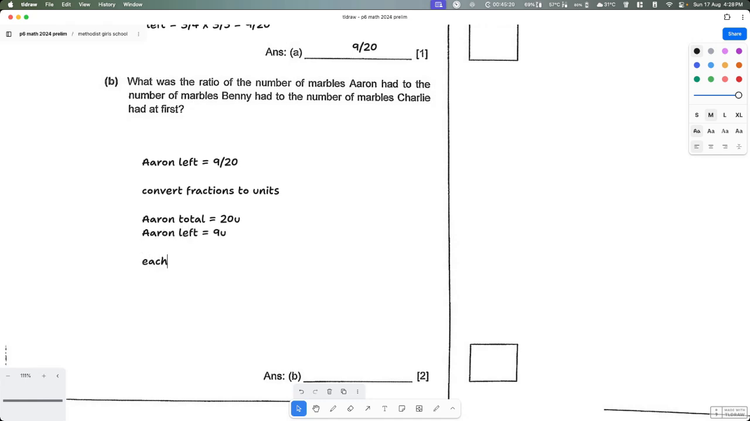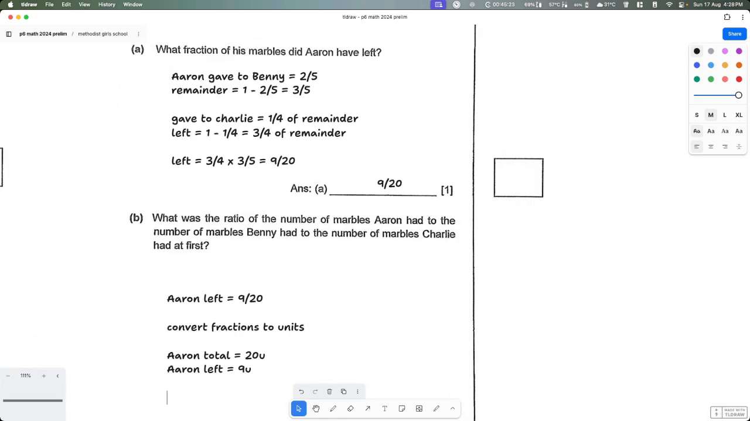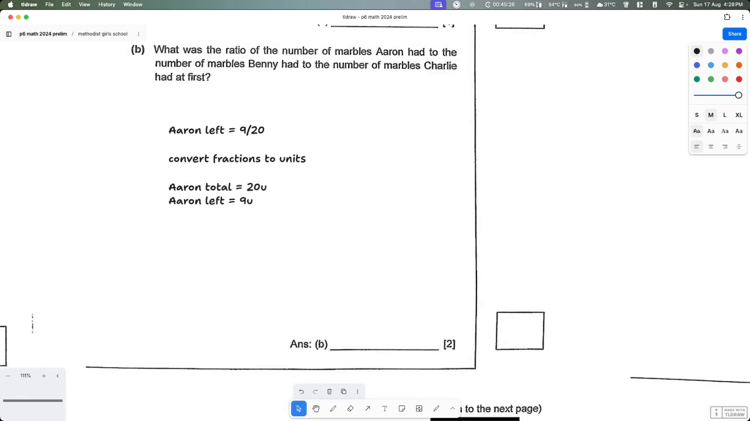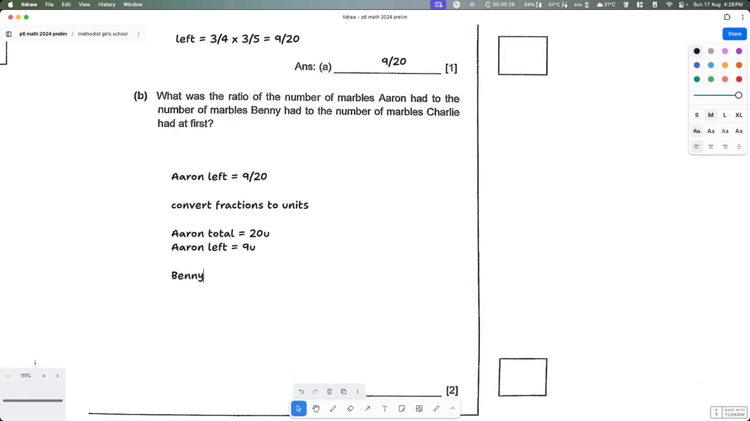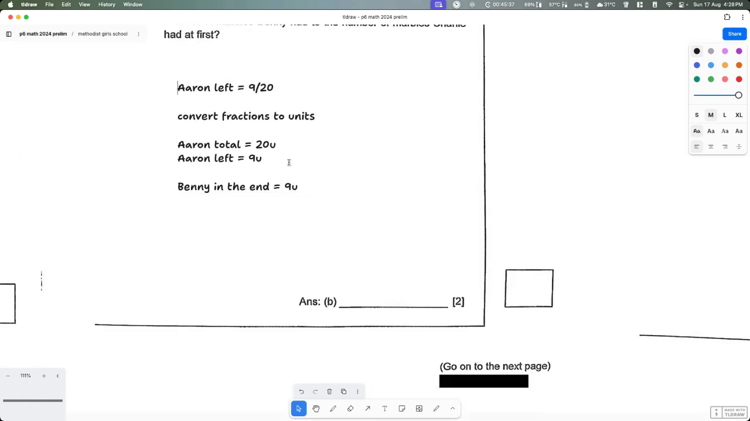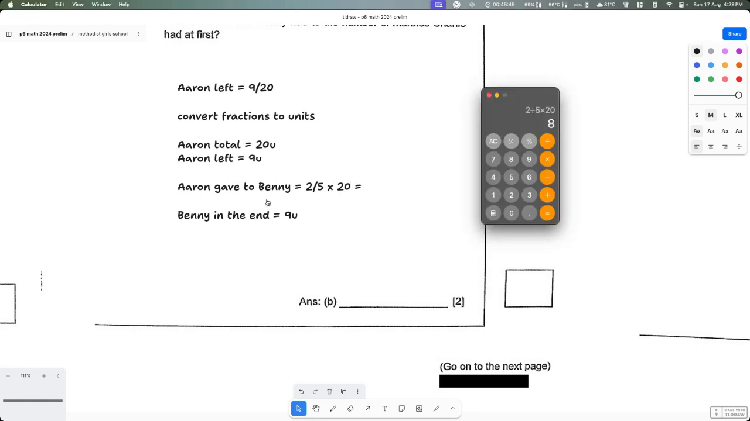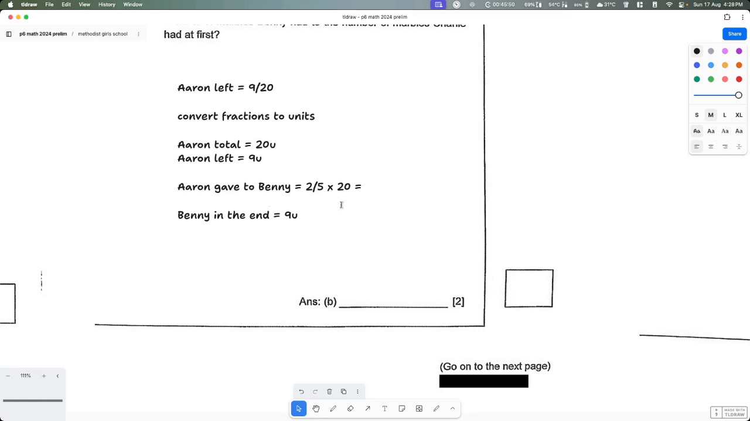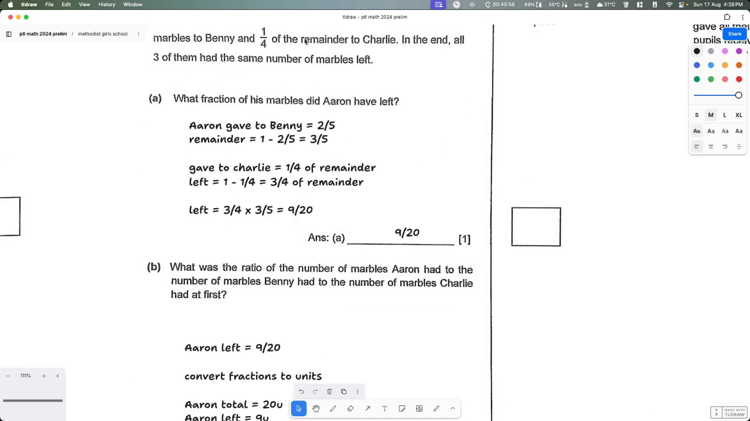So that means Benny in the end got 9 units. So we know that Aaron gave 2/5. Aaron gave Benny 2/5 times 20, so let's use the calculator. 2/5 times 20 will give us 8 units. So Aaron gave Benny 8 units and in the end he got 9 units, because everyone has the same amount.